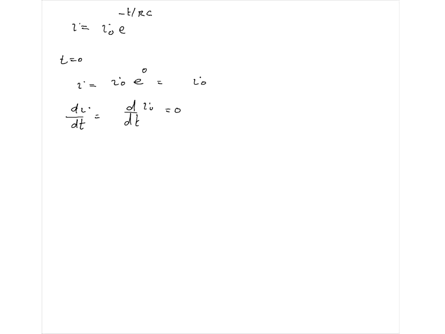Never do it like this. We don't put the value of t first. We first find di by dt. If we wanted the current at t equal to 0, then you would put t equal to 0 here. But you are not asked what is the current at t equal to 0. You are asked what is the rate of change of current at t equal to 0. So first you would find the rate of change of current, and then you would put t equal to 0. So we found di by dt first.